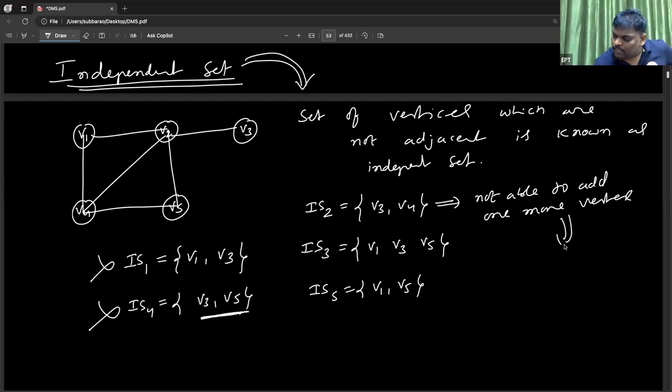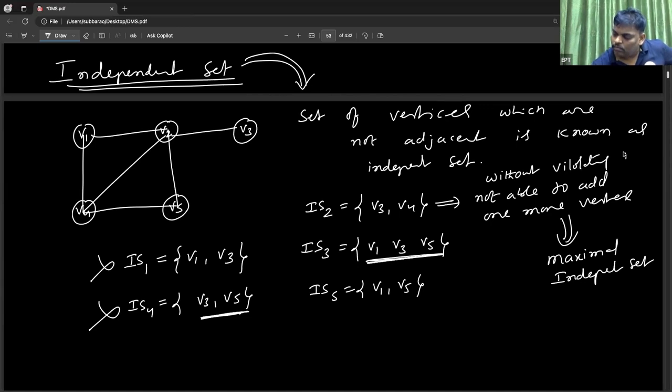So that is the reason it is a maximal independent set. Next one. In this, can I add one more without violating the independent set property? Without violating the independent set property, I am not able to add one more vertex. Then it is called a maximal independent set.